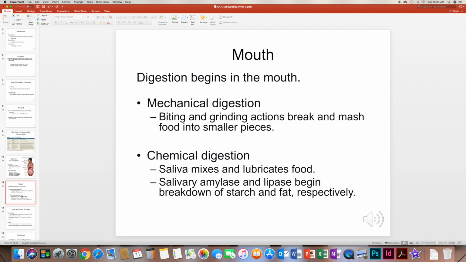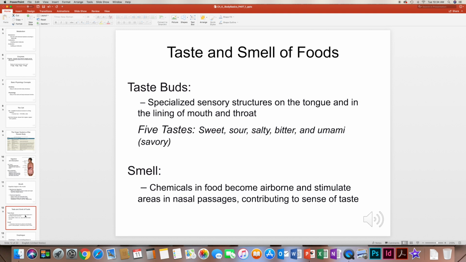So let's look at the mouth. One thing to remember, and this is important specifically when we think about digestion: digestion begins in the mouth. People think it's in the stomach, but digestion begins in the mouth. Mechanical digestion is when we're biting and grinding, mashing food into smaller pieces, and then chemicals react, such as saliva and salivary amylase and lipase, that start breaking down the starch and fat in the mouth. There's different things in the mouth. Taste buds are sensory structures in the tongue, and we can taste sweet, sour, salty, bitter, and savory. We also can smell different chemicals that come out when food is being cooked, or even when we're just holding food and can smell it before it is being cooked.